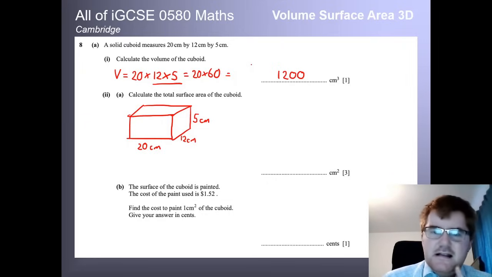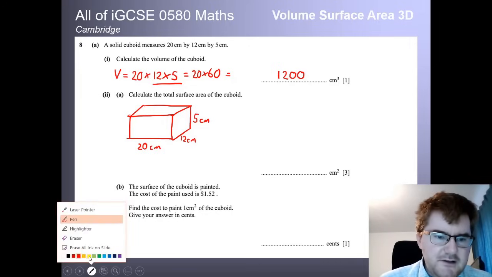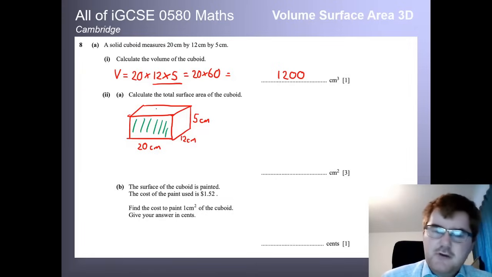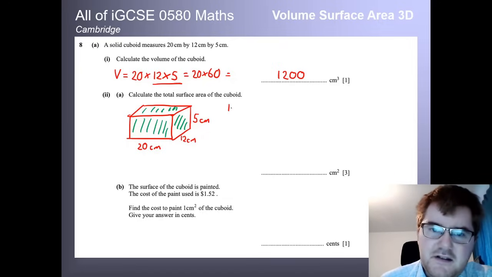Now the surface area is a little bit more tricky, and the way I generally teach this is as follows. The first thing I like to do is work out the area of all the sides I can see. So notice we can see 3 of the 6 sides of the cuboid: the front one, the top one, and the one to the side. And I like to work out the area of each individually. So if we take the one at the side here, that's going to be 12 times 5. So that's going to be equal to 60.